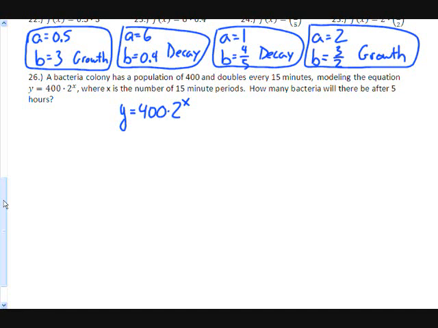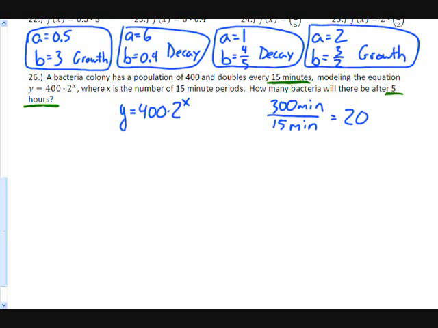And what they've done here is they've tried to fool us a little bit with this whole 15-minute thing. The x value is 15-minute increments, so I need to find out what the x value that I'm going to plug in is going to be if I'm talking about 5 hours. In other words, how many 15-minute increments are in 5 hours? Keep this in mind, an hour is 60 minutes, so that means 5 hours would be 300 minutes. And if you divide that by the 15, that'll give you the number of 15-minute increments, which is 20.